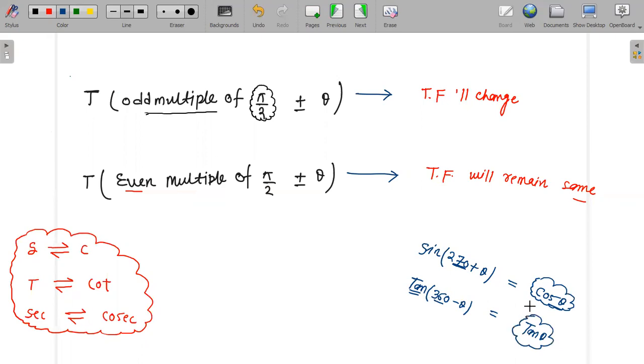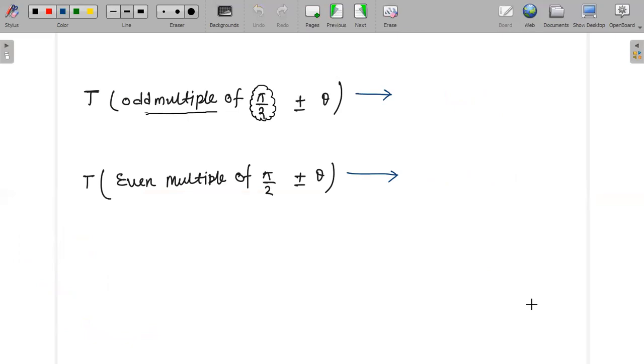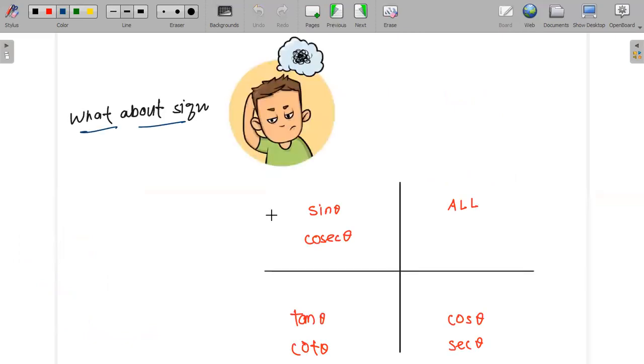Still, we are only halfway to the final solution. How would we deal with the sign? For the sign, your quadrant will help you out. If your angle is in quadrant number 1, then it will open with the positive sign. If it is in quadrant number 2, then only sine and its corresponding cosecant will remain positive. If it is in quadrant number 3, then tan and its reverse cotangent will remain positive. Whereas in quadrant number 4, cosine and secant will remain positive.